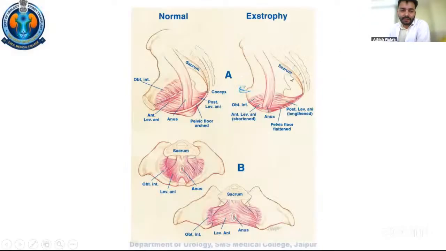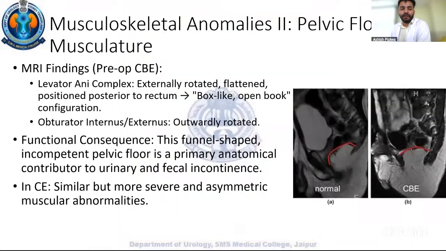So this is the anatomy we can see. This is the normal anatomy, and in exstrophy, the pelvis is externally rotated, and the anterior levator ani is shortened and flattened, and the posterior levator ani is lengthened, and the pelvic floor is usually flattened. So in this diagram also we can see the increased distance between the pubic bones and the flattened pelvis.